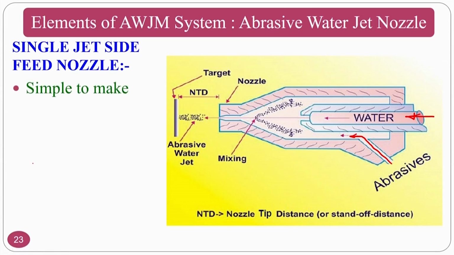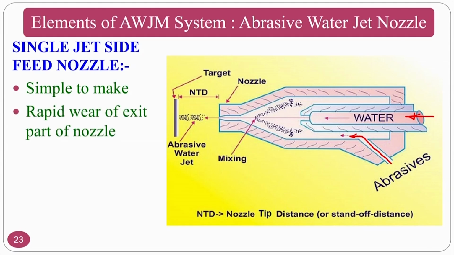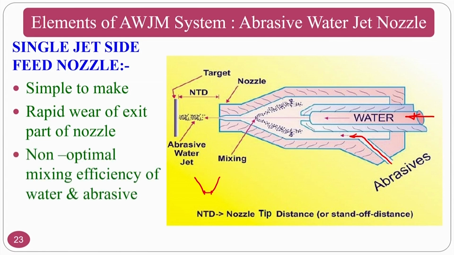So, this is simple to make because you have one tube and inside you have another tube wherein the water is coming, abrasives are coming and mixing. The drawbacks are rapid wear of the exit part of the nozzle. That means that if you have a nozzle, the exit part, this particular portion will get worn out. So, non-optimal mixing efficiency of water and abrasive particles will be a concern here.